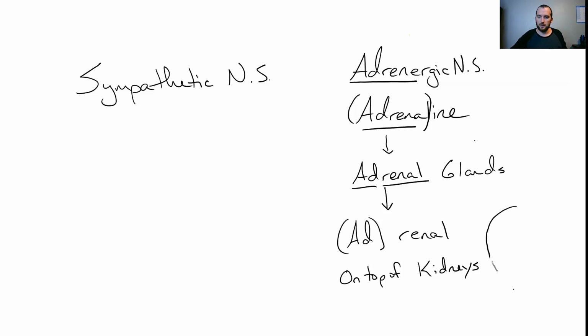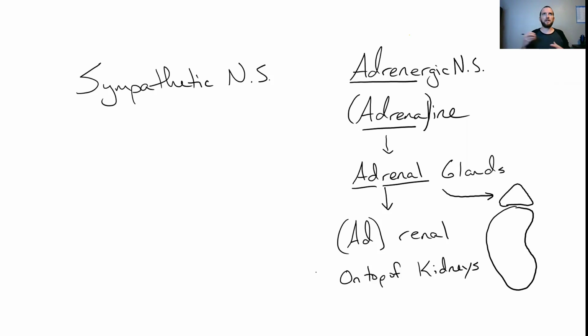And if we had a picture of it, if that's one of your kidneys, there's a little pyramid shape on top of the kidneys, and that pyramid shape on top of your kidneys is your adrenal glands. So adrenal glands is just saying it's a gland that sits on top of the kidneys. So the adrenergic nervous system releases adrenaline from the adrenal glands, which are sitting on top of the kidneys.